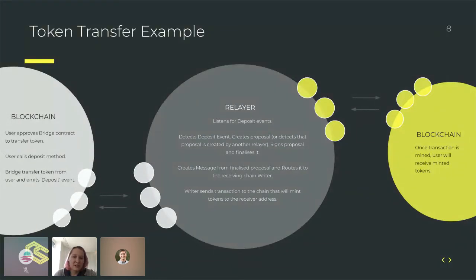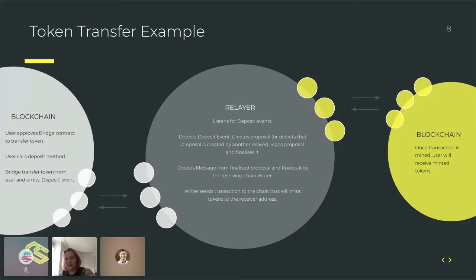The relayer will hear the deposit event, then read the proposal. For example, if there are several relayers and it's a multisig, another relayer may have created the proposal, and then this one will just vote on it. In case this is the last relayer needed to reach the threshold of the multisig, then it will finalize it right away.